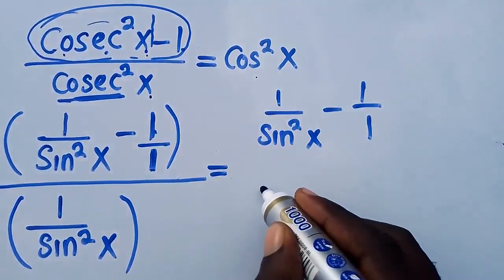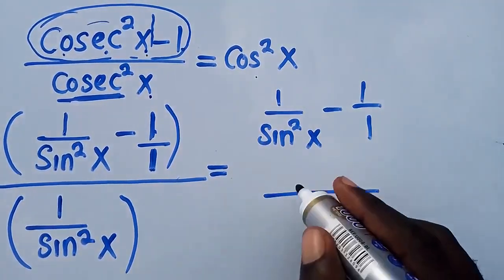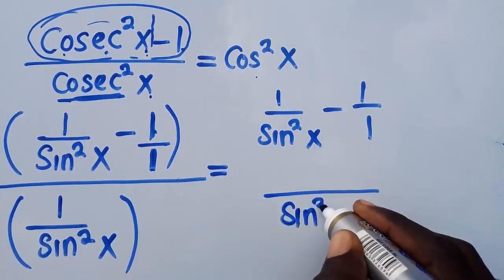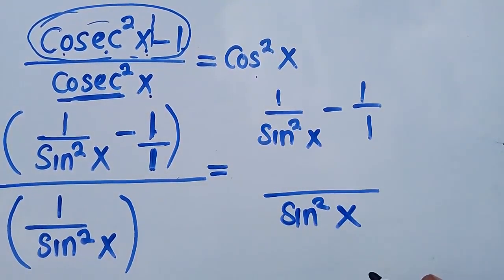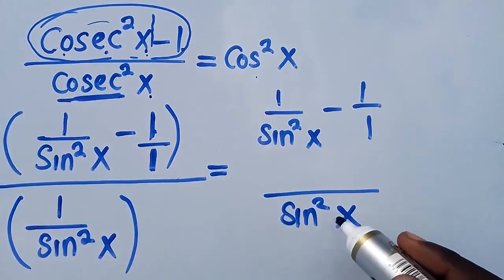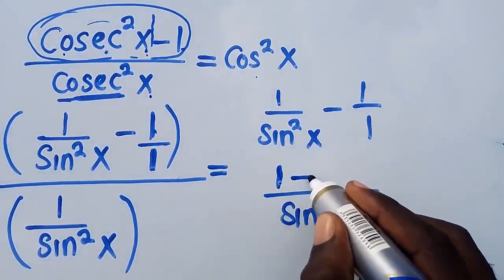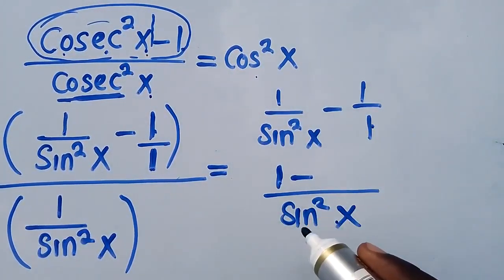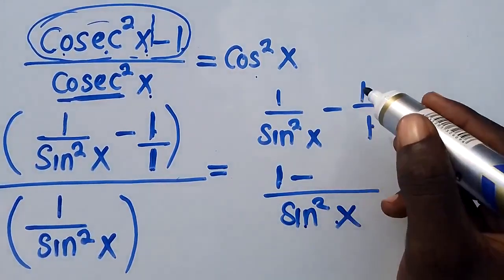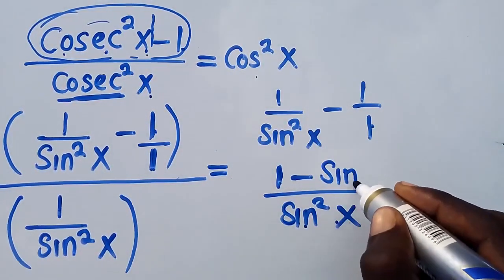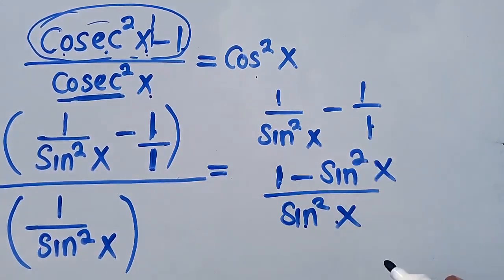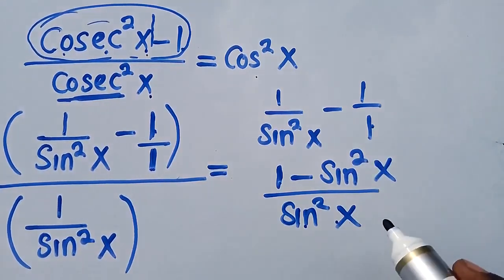What is the lowest common denominator there? The lowest common denominator is sine squared x. So this into that, it's 1. 1 times 1, it's 1, minus this into that, this 1 times 1, this one will come, sine squared x. So this is your answer.